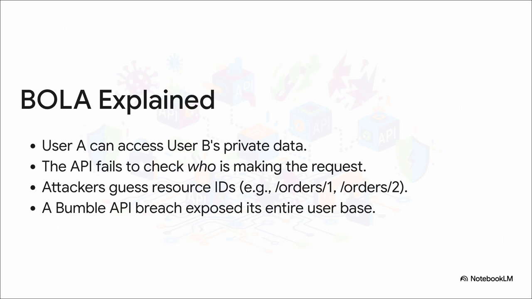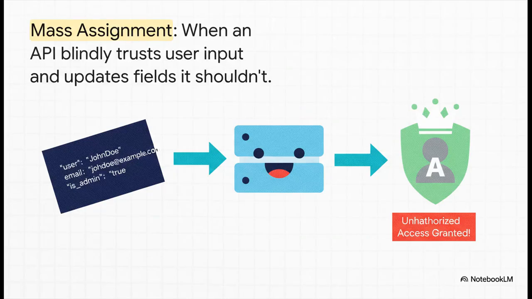And this isn't some abstract theory. This exact flaw in the Bumble dating app's API let a researcher pull down the personal information of its entire user base. Scary stuff. Next up, we've got a flaw that takes advantage of an API's trust.